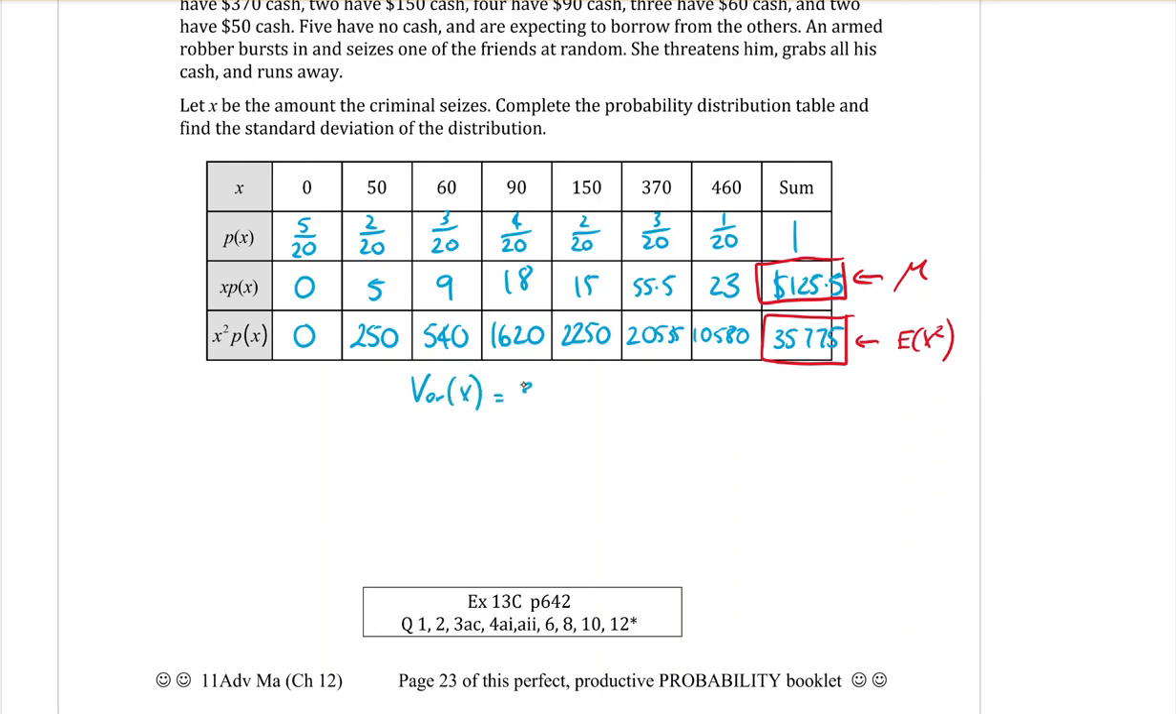you take that expected value of x squared, 775, and what do we do? We subtract the mu, squared. Got to square it. So minus 125.5 squared. Okay, that is 20024.75. Quite variable, quite a big variance there.